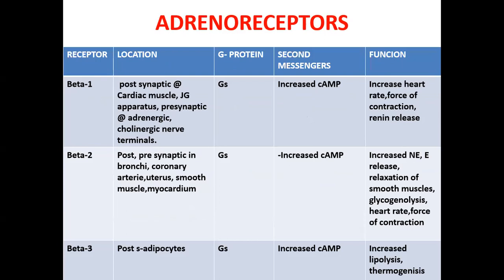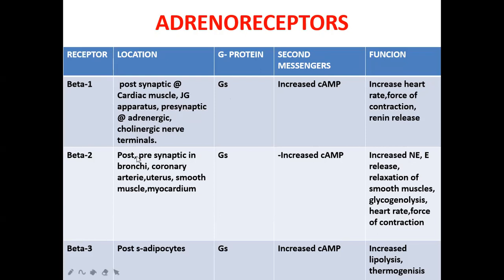When you look at the beta adrenoreceptors, these are again divided into beta 1, beta 2, and beta 3. The location of beta 1 is postsynaptic at the cardiac muscle and juxtaglomerular apparatus, and presynaptic at the adrenergic and cholinergic nerve terminals, and they are stimulatory. The G protein is Gs protein, and they cause increased cyclic AMP. They increase the heart rate, increase the force of contraction of the heart, and cause the release of renin.